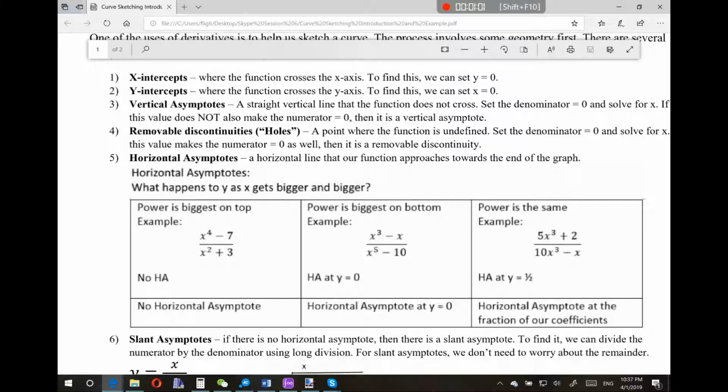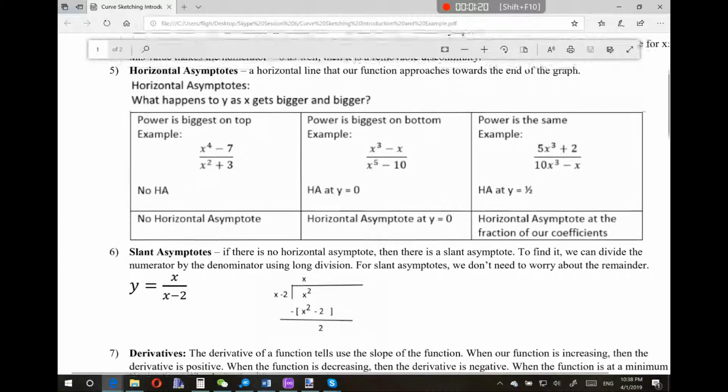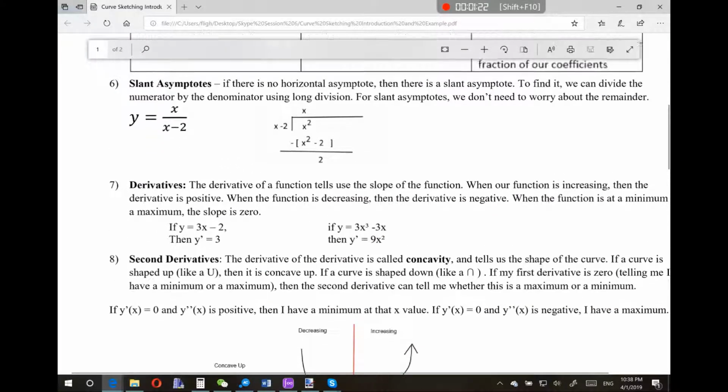Our horizontal asymptotes are horizontal lines that our function approaches towards the end of the graph. It is possible to have two different horizontal asymptotes. That could be something like an absolute value function, where we approach maybe -3 on the left and +4 on the right. Slant asymptotes are similar to horizontal asymptotes, so they're a line that our function will approach towards positive or negative infinity, but instead of a horizontal line, it's slanted.